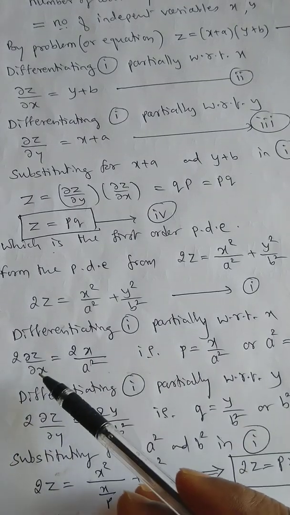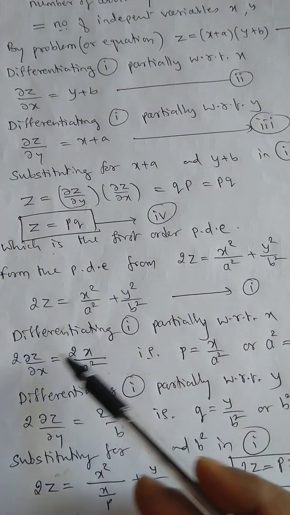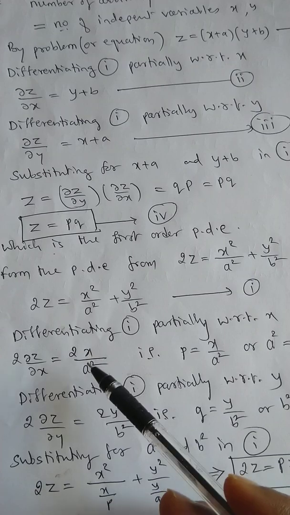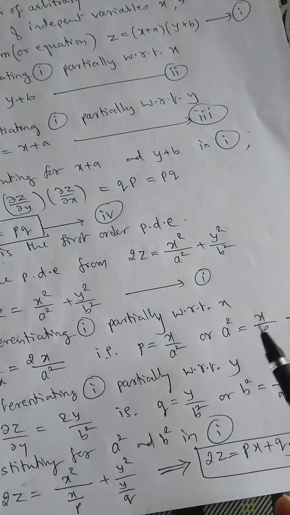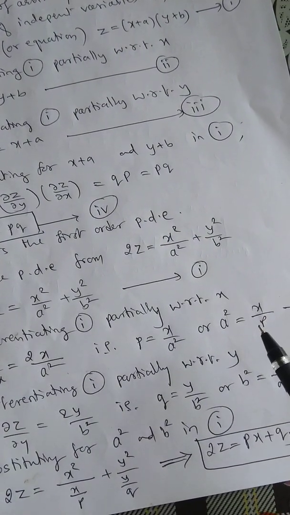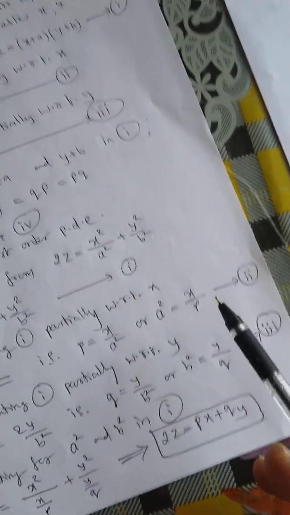That is 2 into p. So on both sides the 2 gets cancelled. So p is equal to x by a square, or a square is equal to x by p. This is the second equation.